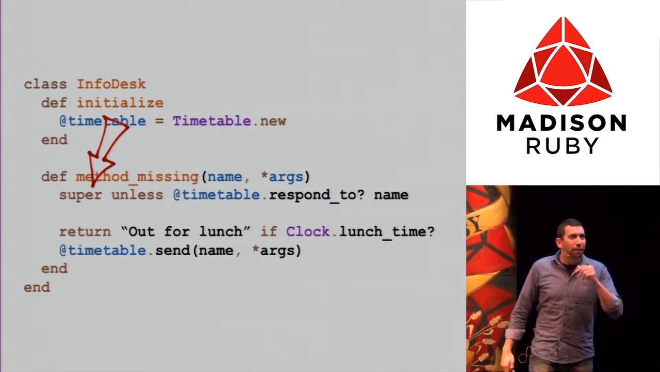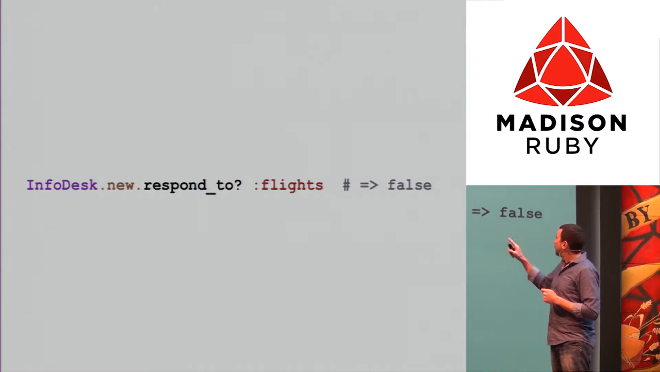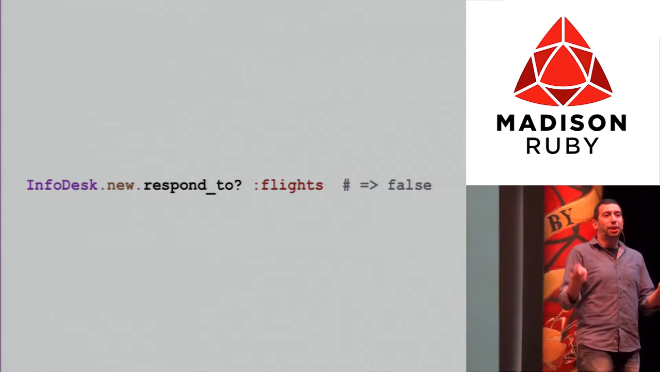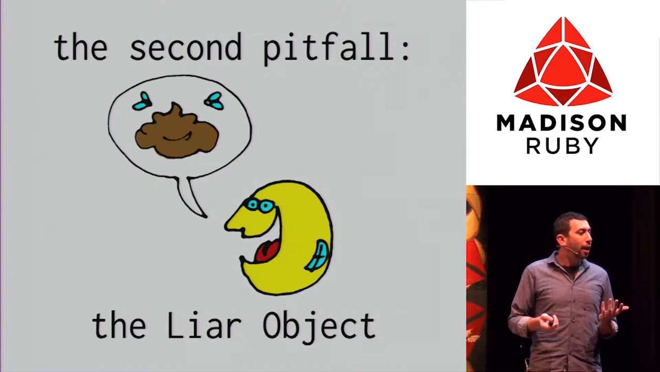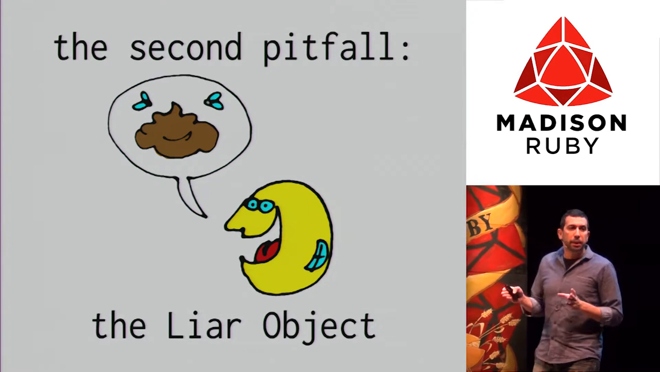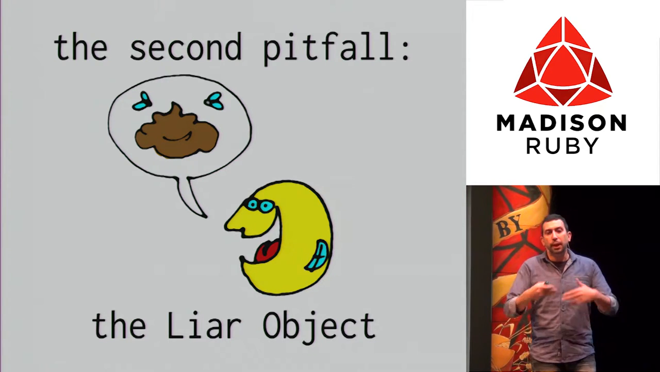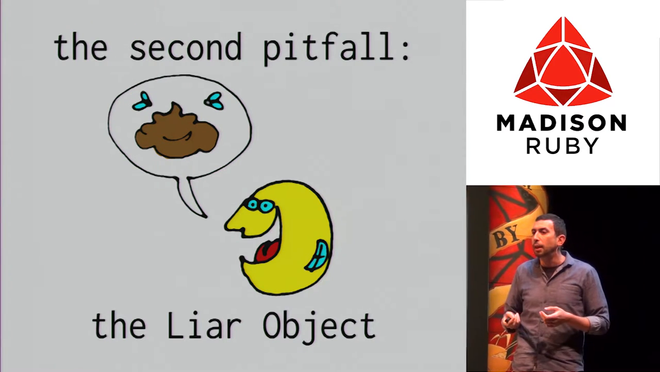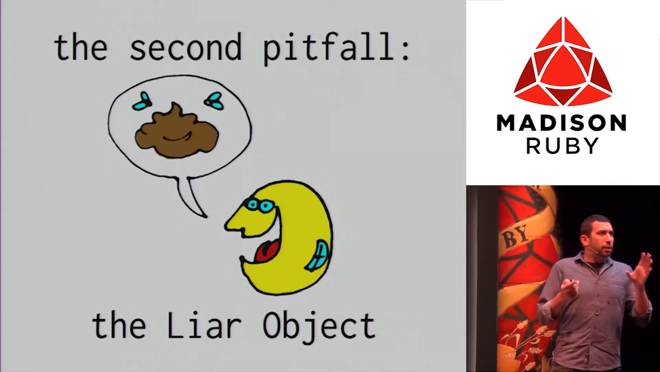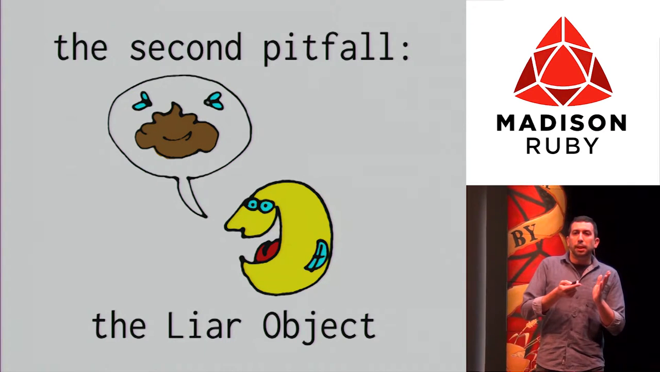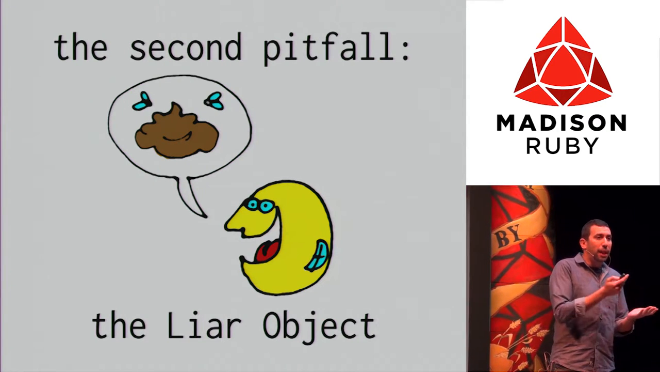Easy. But now we have another problem, talking about respond_to. The problem here is that if you go and ask the info desk whether it responds to a method such as flies, it will say, no, I don't. It's lying to you. This is usually not a big problem, but if you start using the info desk, for example wrapping the info desk inside another info desk, using the object in ways that you didn't anticipate, then it can really bite you. Again, this is not a huge problem, but you should be aware of this. Basically, the object is not aware of the methods it has.